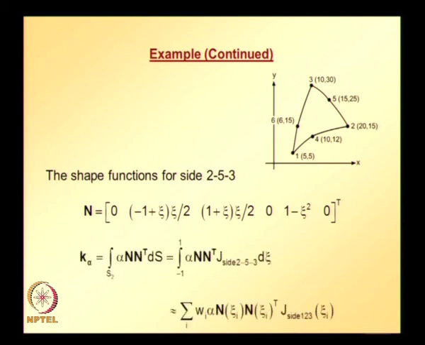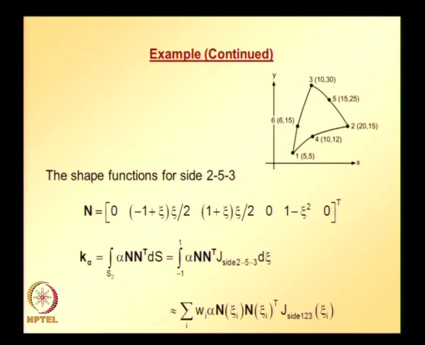So, K alpha is defined like this: alpha times N transpose needs to be evaluated along side 2 5 3. This can be approximated with change of variables as the integral from -1 to 1 of alpha N transpose times the Jacobian times d psi, which can be approximated using one dimensional Gaussian integration as shown there.